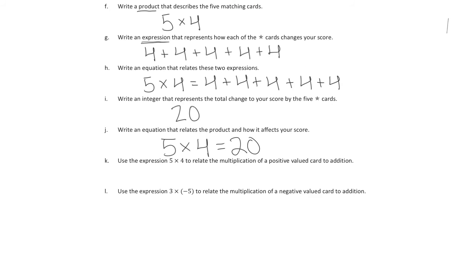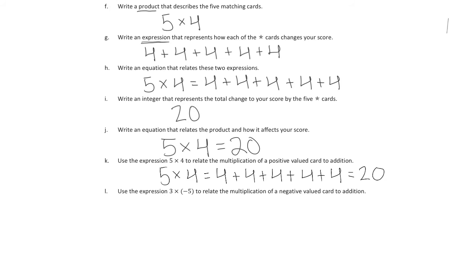K, use the expression 5 times 4 to relate the multiplication of a positive valued card to addition. So first, we're going to use our expression of 5 times 4. Then we know that 5 times 4 can also be represented as 4 plus 4 plus 4 plus 4 plus 4. We know that 5 times 4 and 4 plus 4 plus 4 plus 4 plus 4 gives us our value of 20.